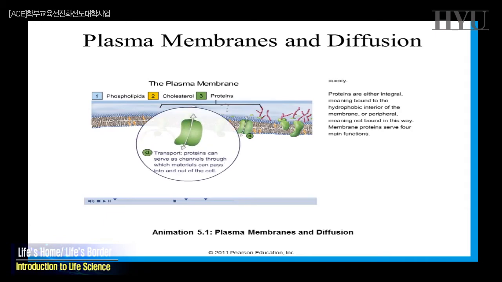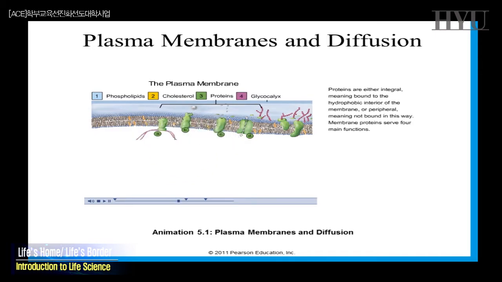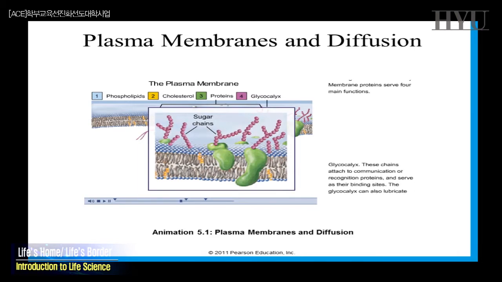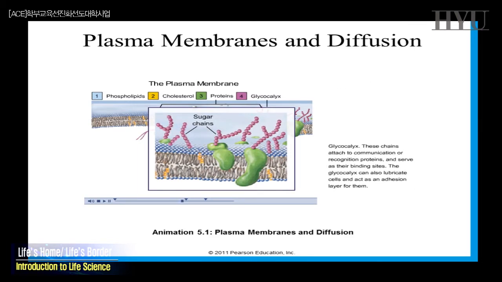Transport. Proteins can serve as channels through which materials can pass into and out of the cell. Glycocalyx. These chains attach to communication or recognition proteins and serve as their binding sites. The glycocalyx can also lubricate cells and act as an adhesion layer for them.